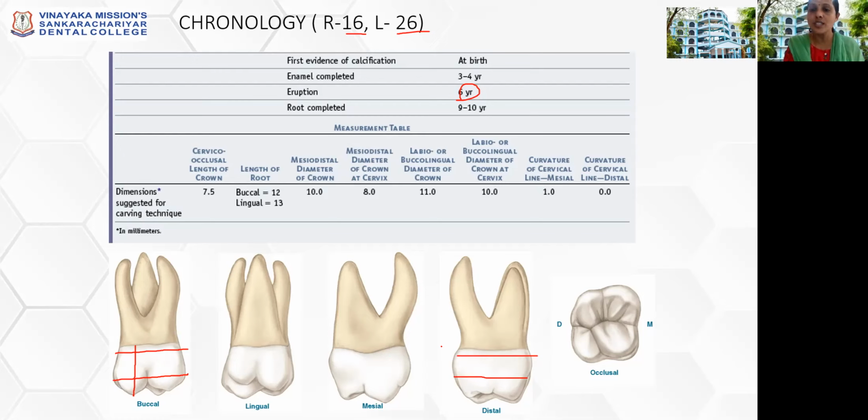How do we measure the curvature of the cervical line? We have to draw an imaginary line running across the buccolingual aspect, and from the midpoint of this imaginary line, a line has to be drawn to the maximum convexity of the cervical line. This gives the measurement of the curvature of the cervical line. In the mesial aspect, it is 1 mm, and in the distal aspect, it is 0. And in the occlusal aspect, you can appreciate 4 well-developed cusps and 1 accessory cusp. We'll be seeing this in detail later.